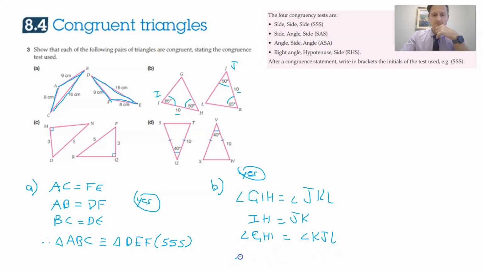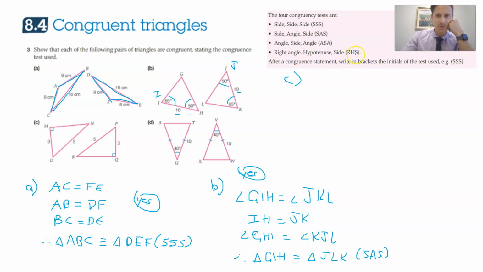Okay, so therefore, triangle GIH equals triangle JLK, and the rule is side, angle, side. We've got a side, we've got an included angle, and we've got a side as well. Done and done. So question C, we've got a side of 3, a side of 5, and a right angle.